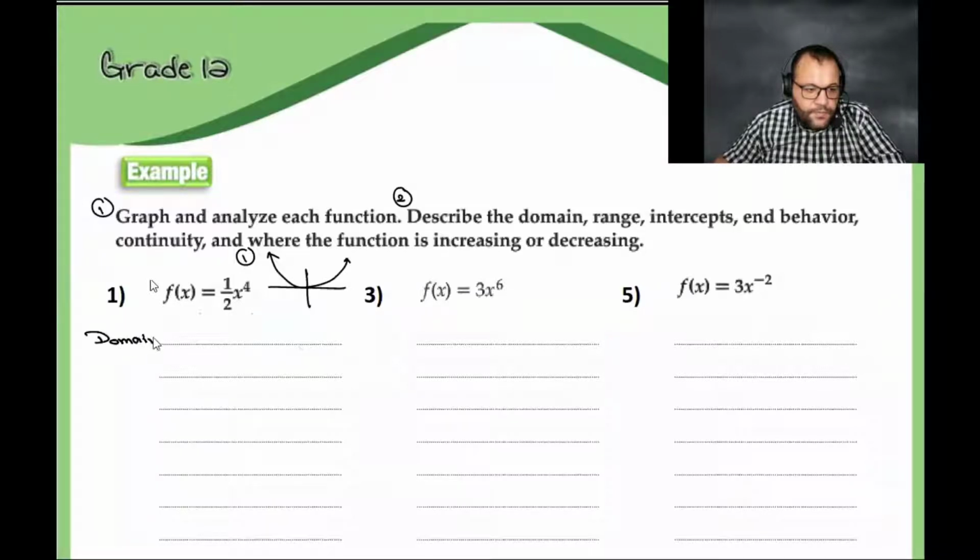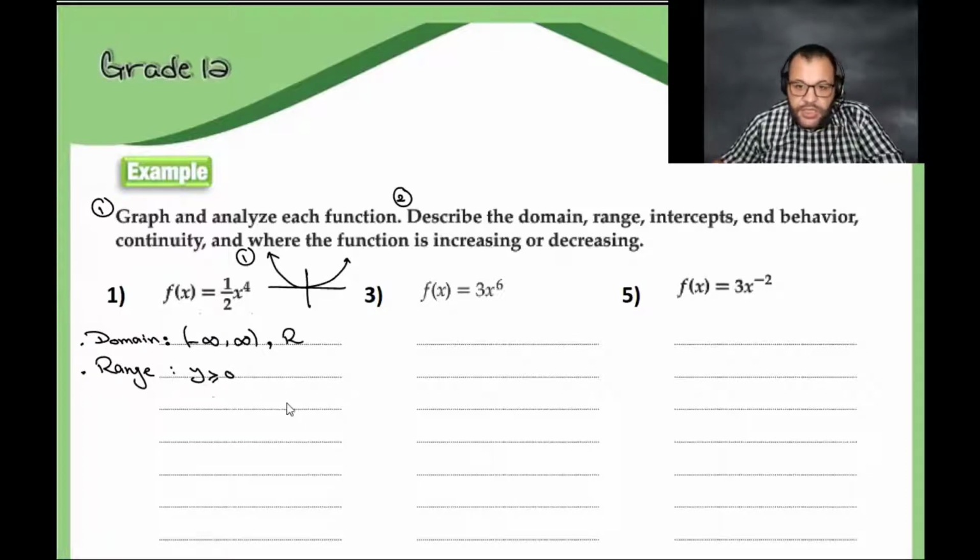The domain is from negative infinity to positive infinity, or you can say that the domain is R. If you just write one of the ways, it will be okay. The range is greater than or equal to 0 to infinity. So y is greater than or equal to 0, because range is for y and domain is for x.